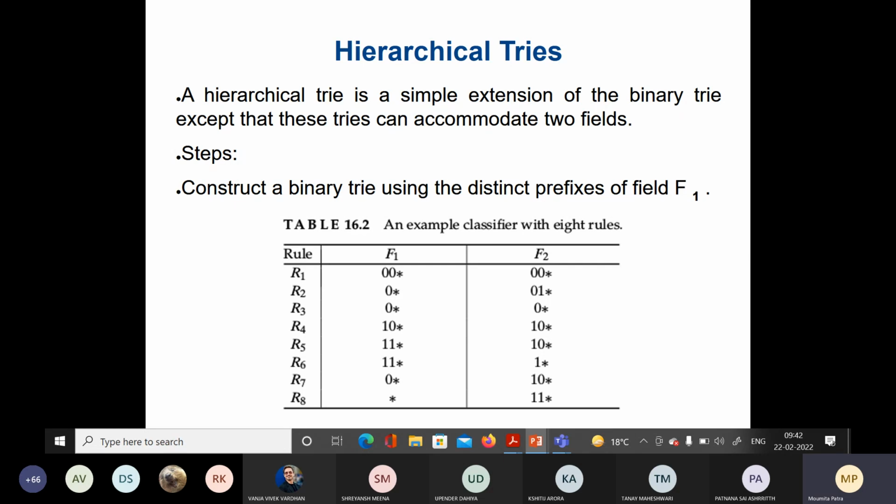Now remember that here we are not only looking at one field. We can have more than one field in order to classify a packet properly and take an appropriate action on it. Here we are taking only two fields. A hierarchical trie is a simple extension of the binary trie, except that these tries can accommodate two fields. As you can see here, this is an example classifier with 8 rules. You have rules R1 to R8, and correspondingly you have 2 fields, F1 and F2, which are represented with the help of some distinct prefixes. Now, depending upon this content that has already been given to you, we need to have a way of efficient classification.